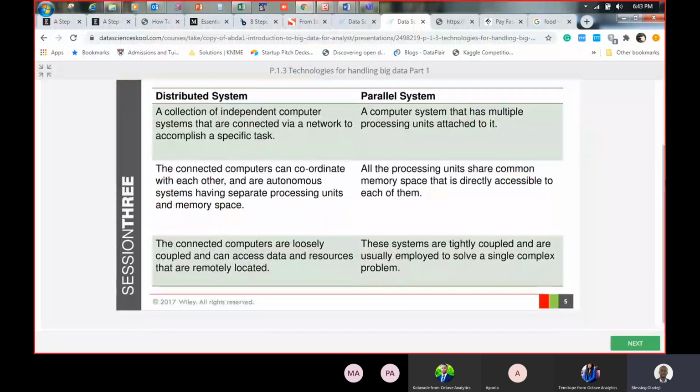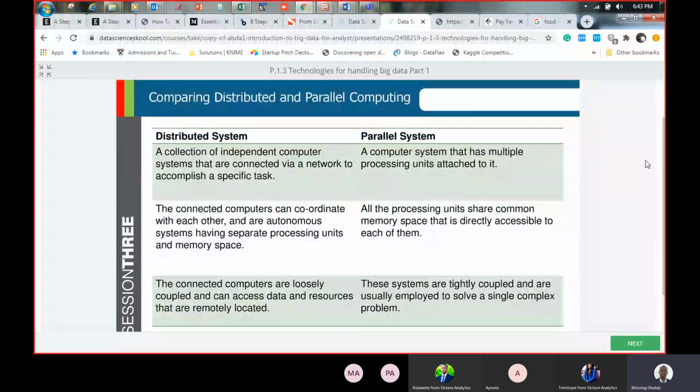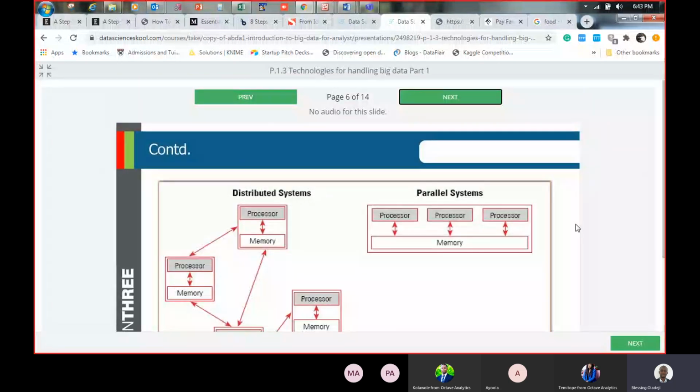Then also, the connected computers are loosely coupled and they can access data and resources that are remotely located. So they are loosely coupled. As I said, they are independent and they are interdependent. While parallel systems are tightly coupled. If something happens to maybe one of the processors, it's likely going to affect the entire system. So that is the concept of distributed system and parallel system.